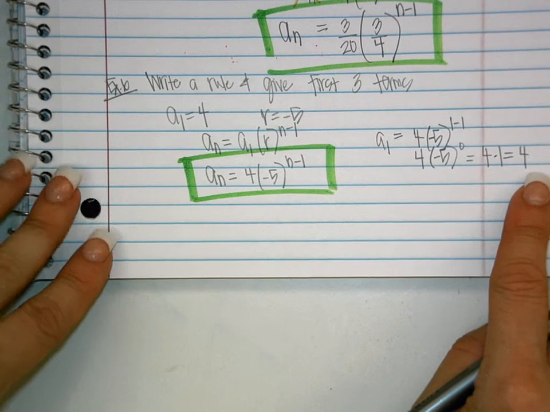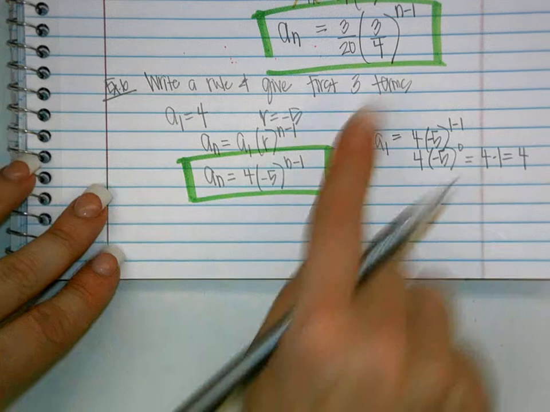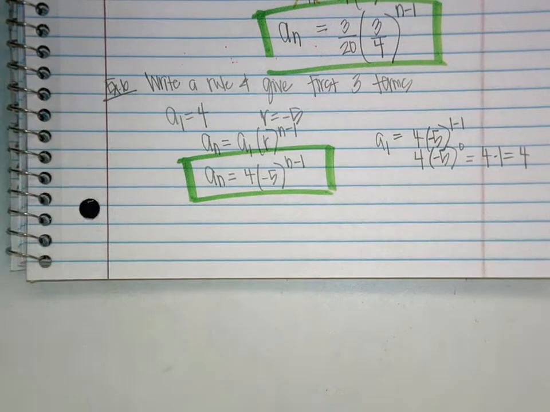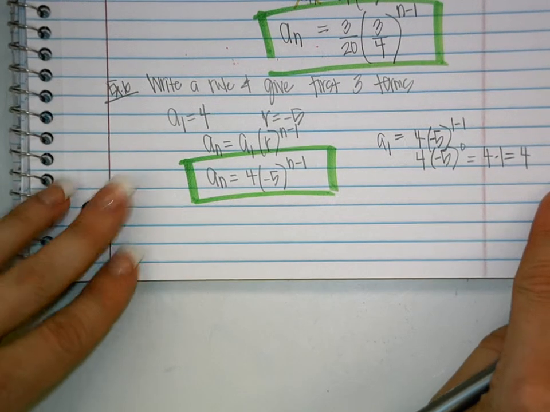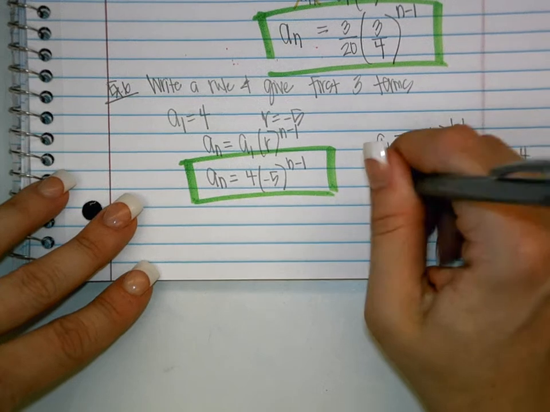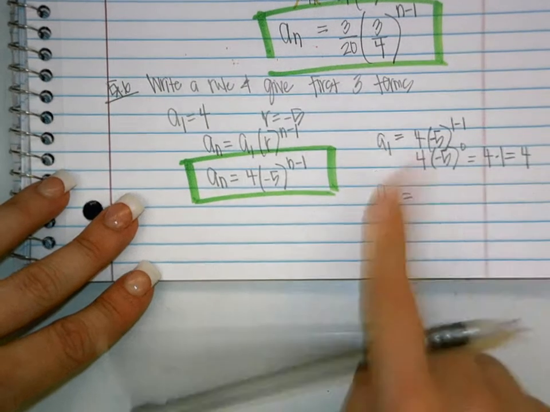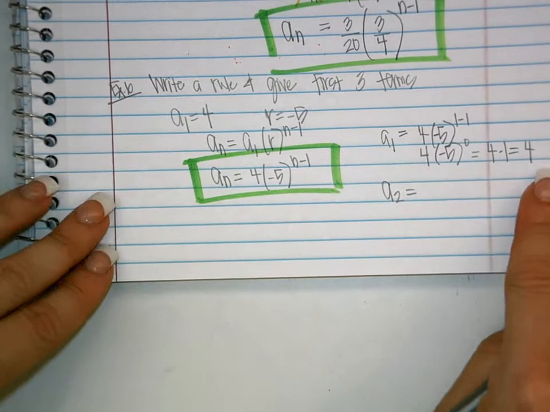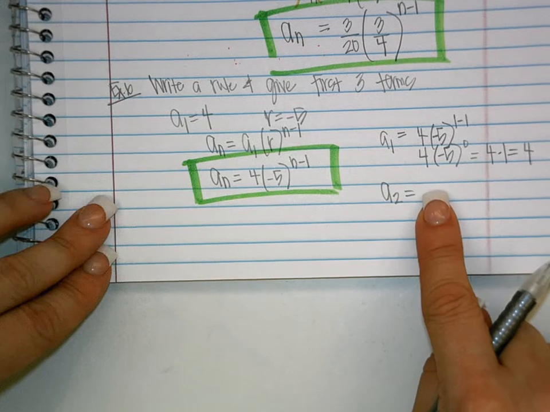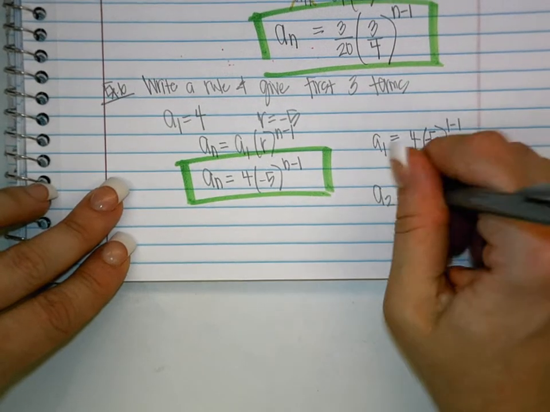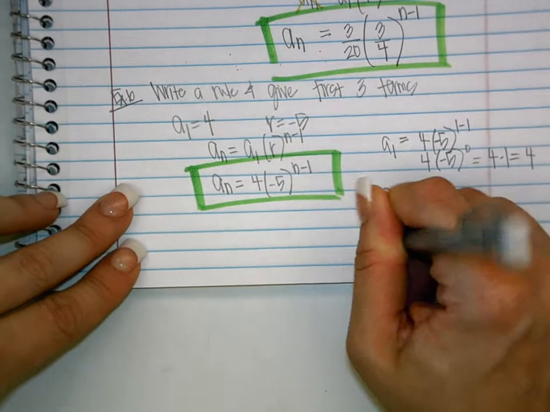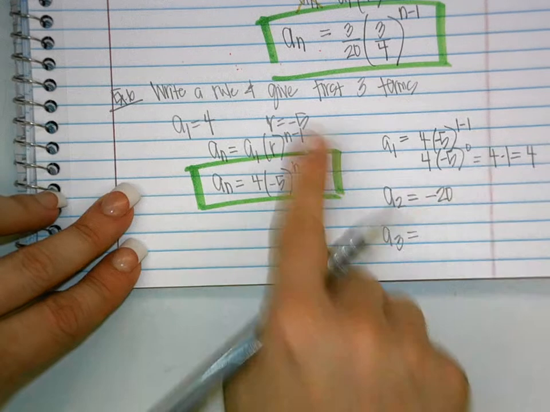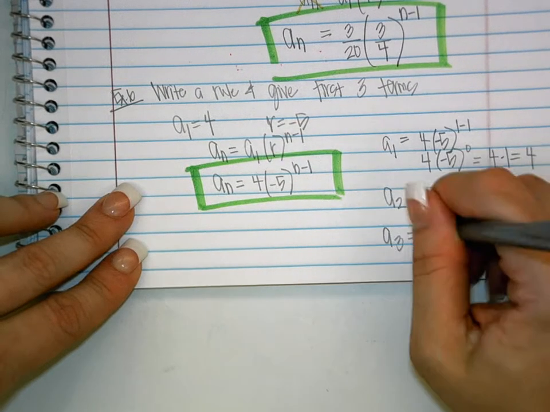But a lot of times it's not going to ask you just for the first 3 terms. It would ask you for something like, what's the 12th term? So I'm just showing you that this formula does work. Then you could plug in to find A2, or you could just multiply, because this is relatively easy. 4 times -5 gives you what? -20, and A3 would be what? -20 times -5 gives you 100.